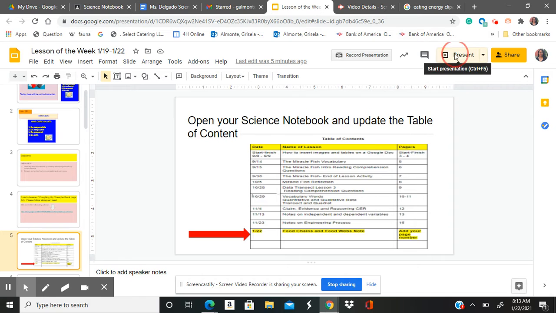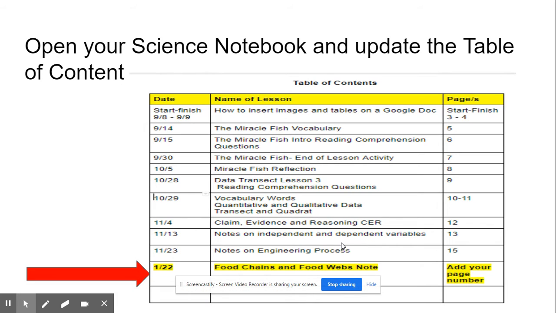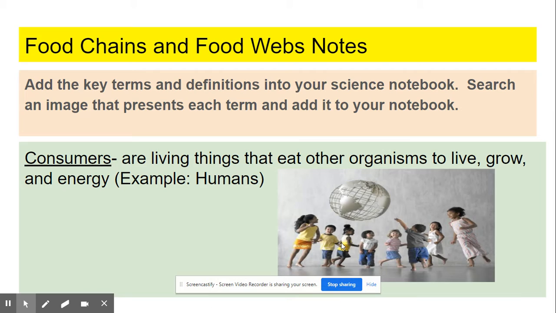So you're going to update your table of content, and you're going to call it food chains and food web notes. And then you're going to put the new page that you will be starting your notes on. So today we're focusing on updating our table of content and writing down notes in our science notebook. You're going to be writing notes on food chains and food webs. You may be familiar with this if you learned it last year in 5th grade. You're going to be adding key terms and definitions into your science notebook, and you need to search for an image that represents each term and add it to your notebook.